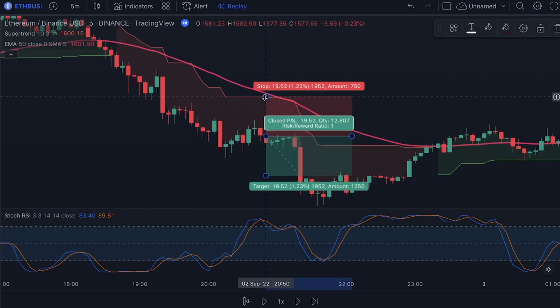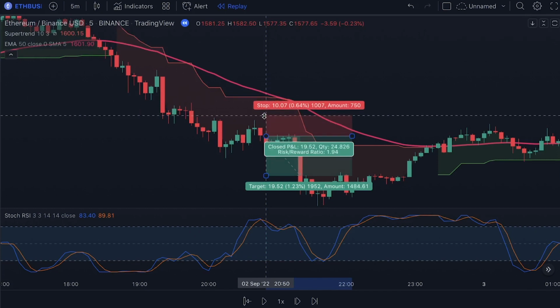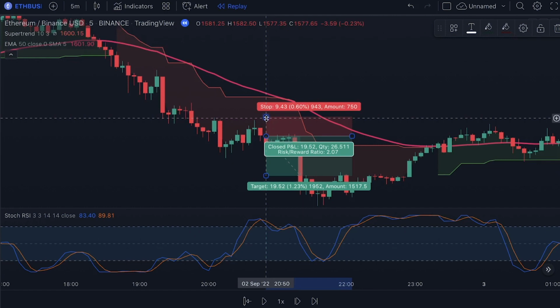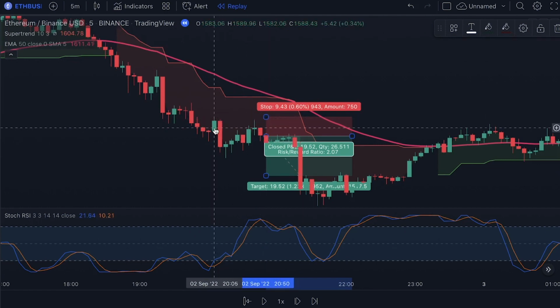As for stop loss, we want to set it to very conservative values. So let's do that to a previous swing high, which is right over here, and I'm going to set it just above the previous swing high, which you can see right here.